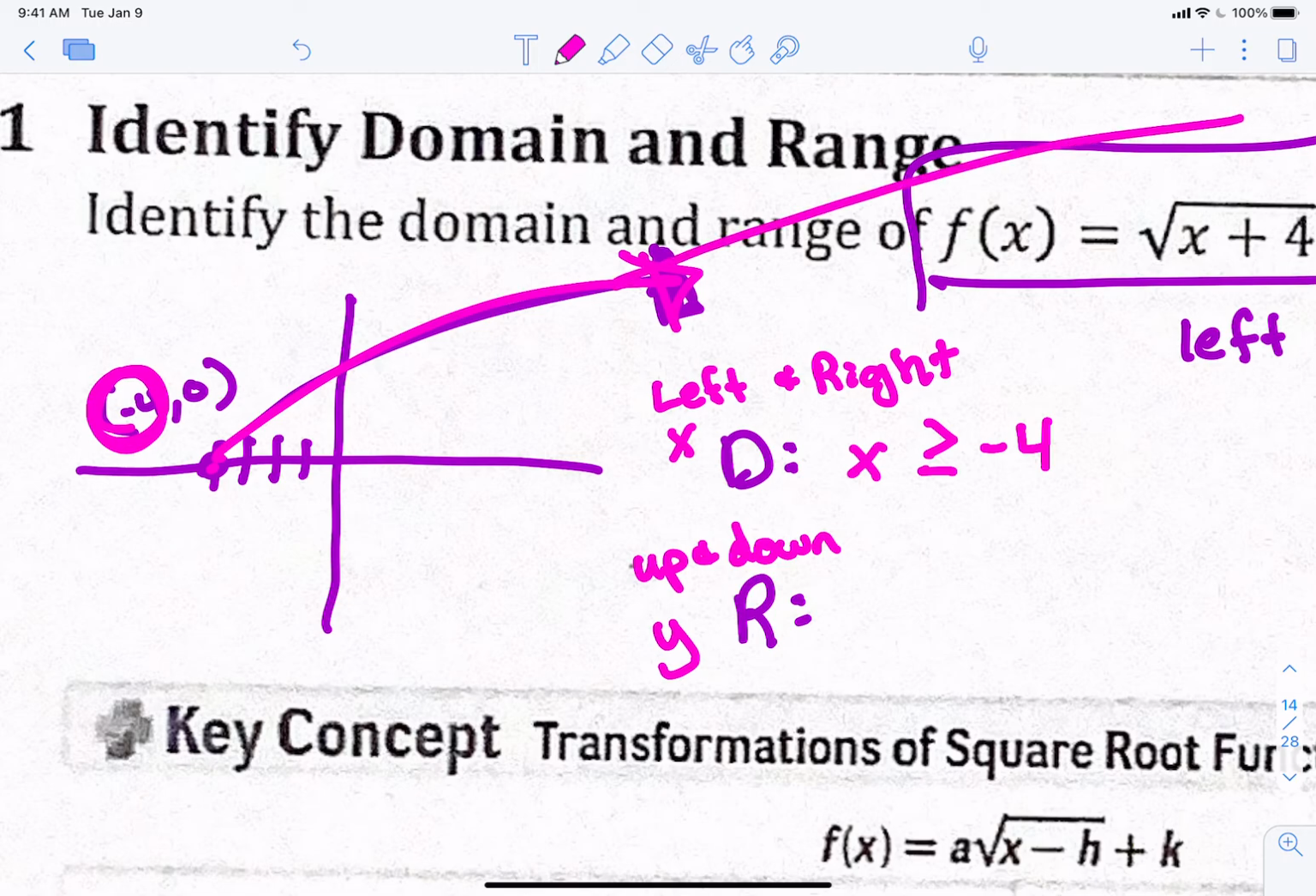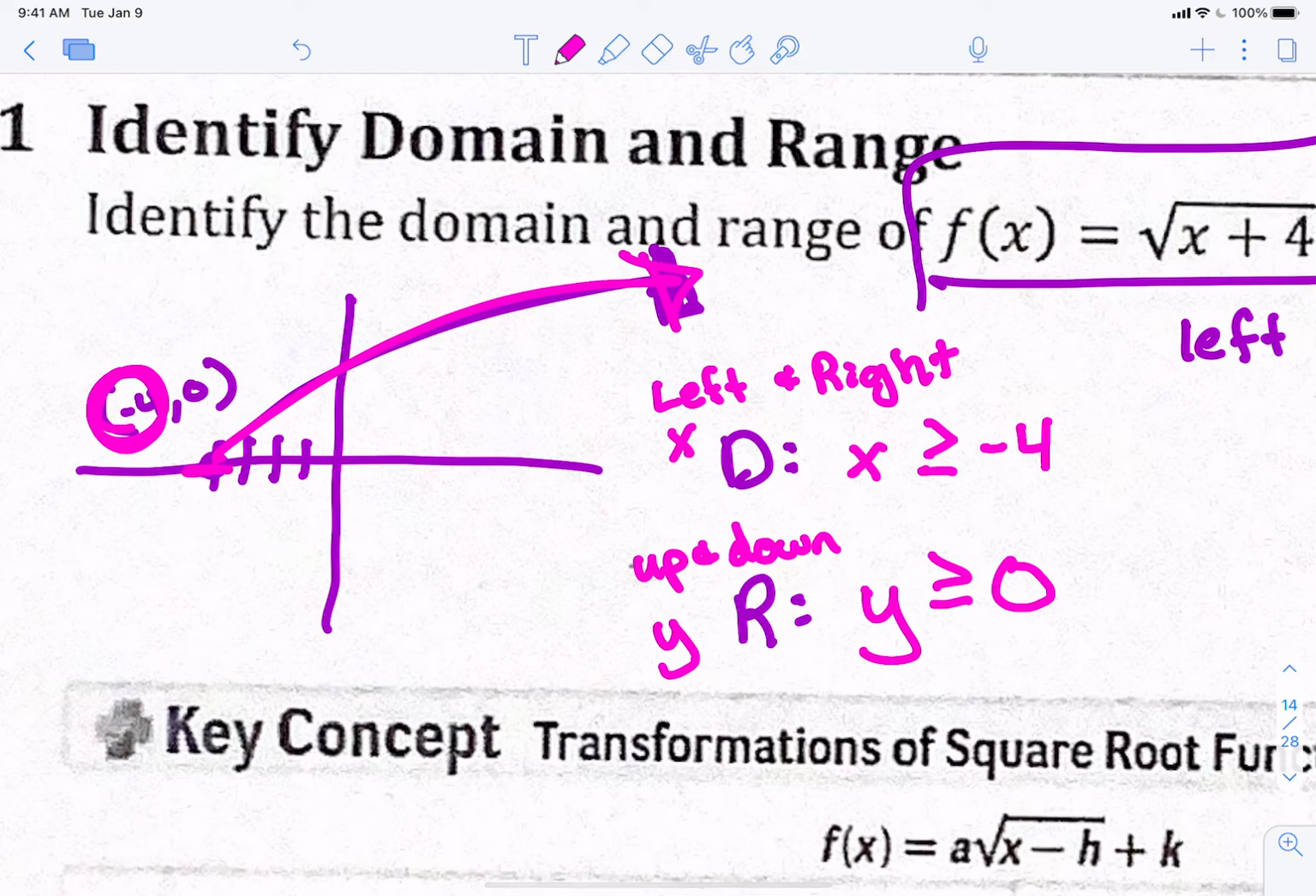Yeah, he's going out, but he's also going up at the same time, right? So he will go up forever. Will he go down forever? No. What's the lowest that he goes? 0. Y's have to be greater than or equal to 0. 0 is the lowest he goes because that's the y coordinate that this guy is at.